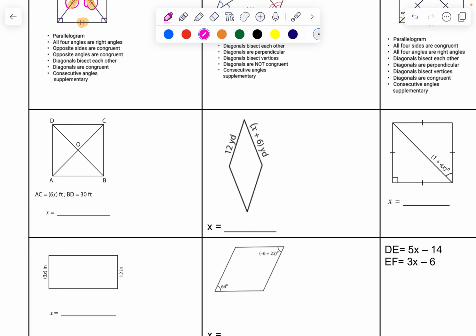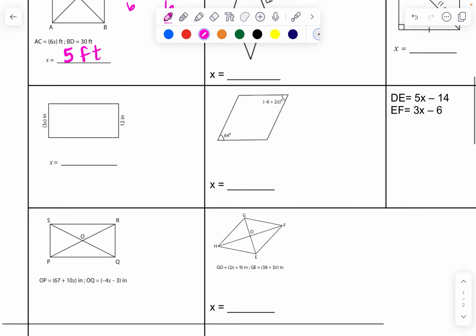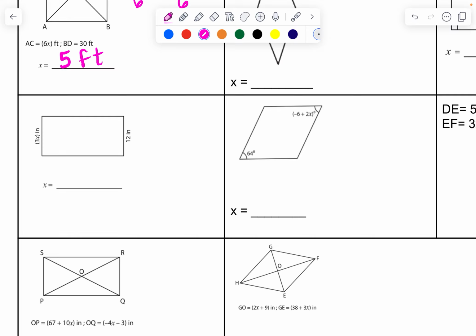They're telling me AC is 6x and BD is 30 feet. Well, I know AC and BD are equal. So I can say 6x equals 30. Dividing both sides by 6, we'll get that x is 5 feet. This one, we know those 2 sides are congruent, opposite sides are congruent. So 3x equals 12. Dividing both sides by 3, we'll get x equals 4 inches.